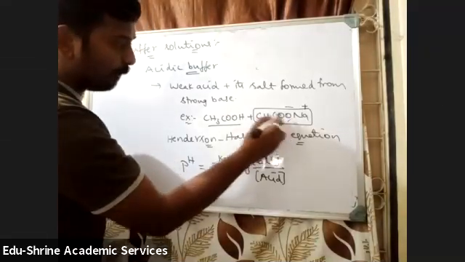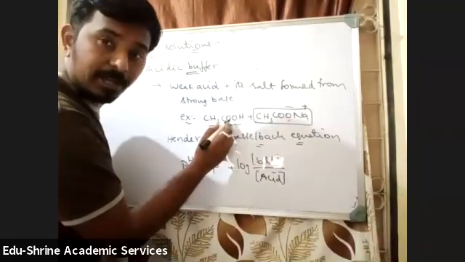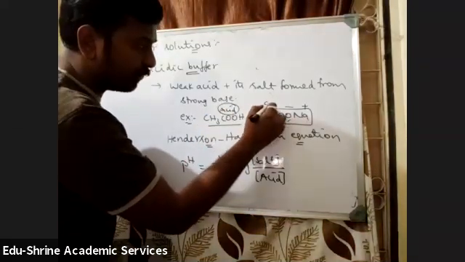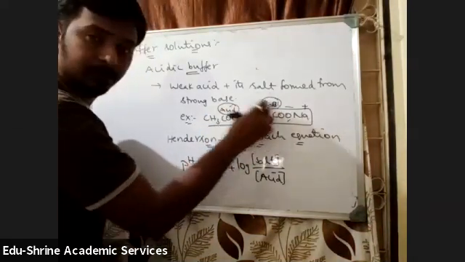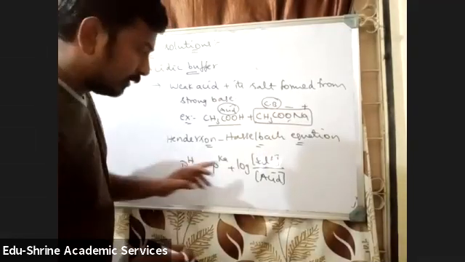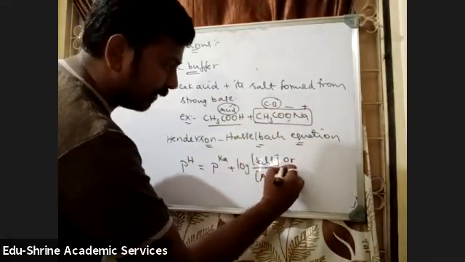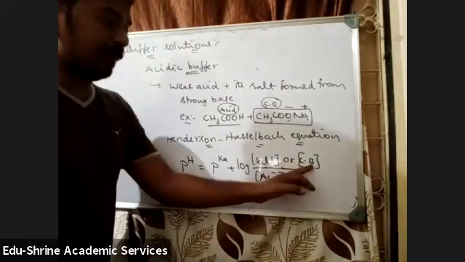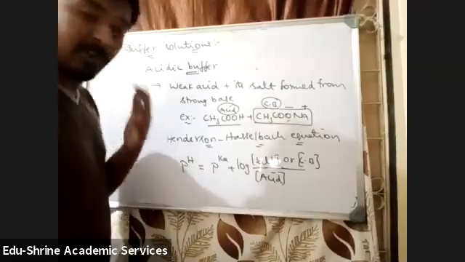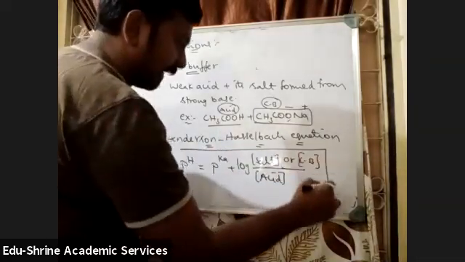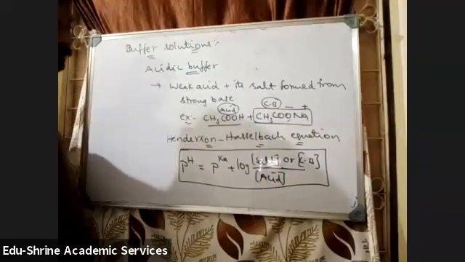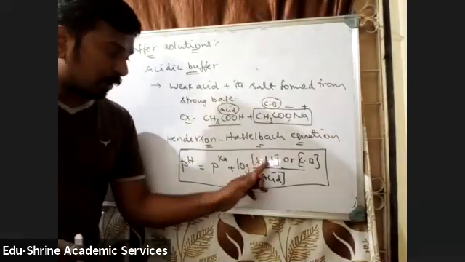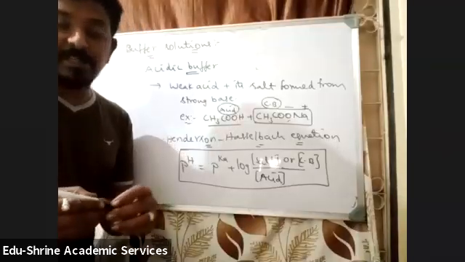That means CH3COO minus is formed from CH3COOH. If this is an acid, CH3COO minus will be the conjugate base of this acid. So this salt can also be written as conjugate base. Cb means conjugate base. This is the formula to calculate pH of an acidic buffer: pH is equal to pKa plus log of salt concentration by acid concentration.